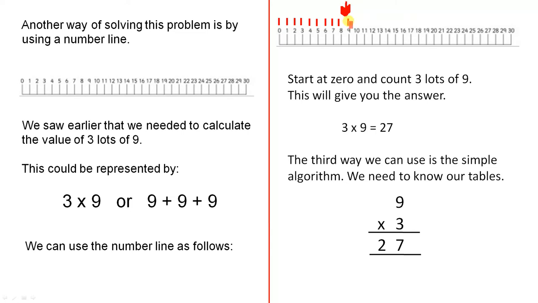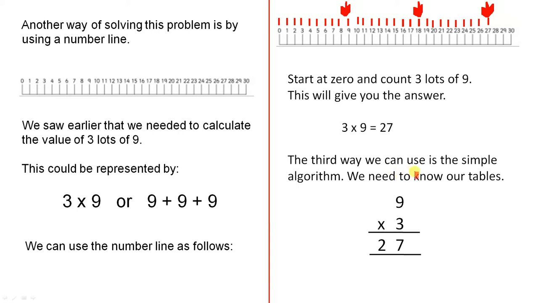Now we start here, and we go again. 1, 2, 3, 4, 5, 6, 7, 8, 9. There is our second lot of 9. And we go once more because there are 3 lots of 9. 1, 2, 3, 4, 5, 6, 7, 8, 9. And we've landed here, and that is why the answer is 27. So 3 lots of 9 gives us 27.